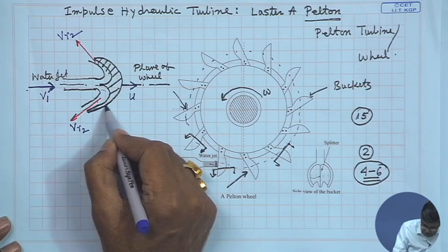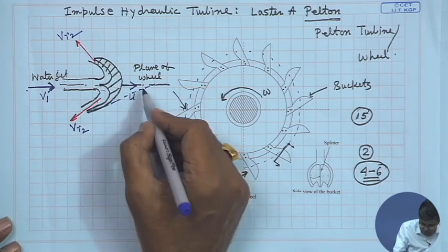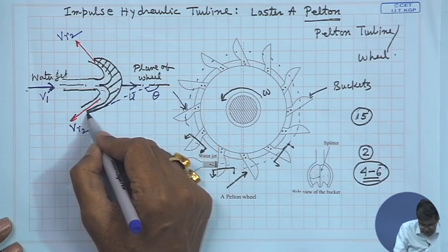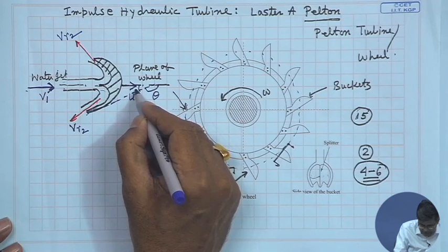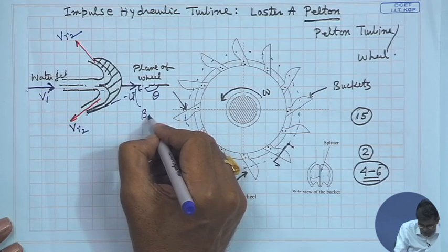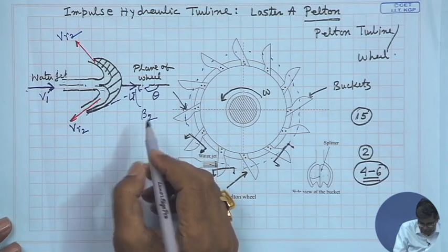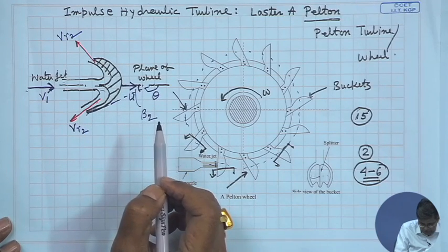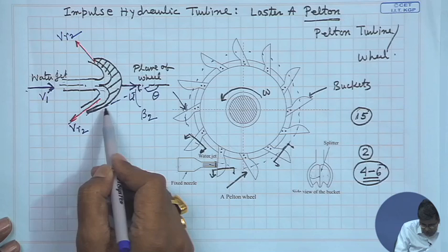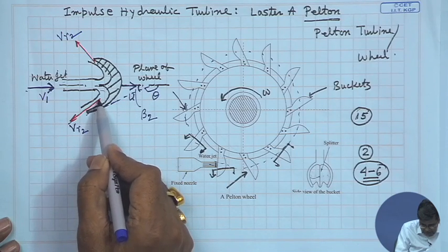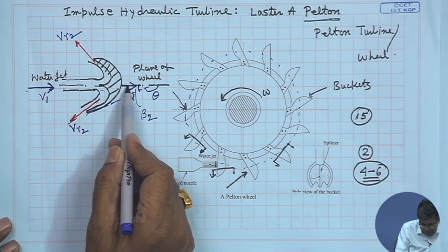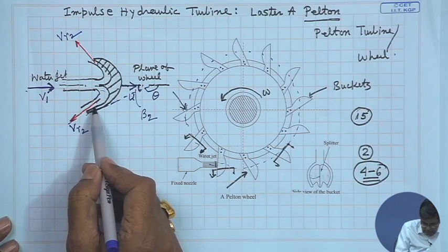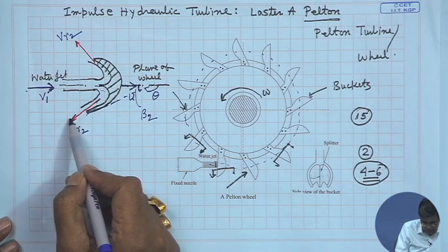That means, if I draw a tangent like that, this angle is theta, known as the camber angle of the bucket at the outlet, and this acute angle is beta 2, as we already used, the angle of the relative velocity with the tangential direction. Then the relative velocity will make an angle beta 2 with the tangential direction. That means this must glide along the surface.